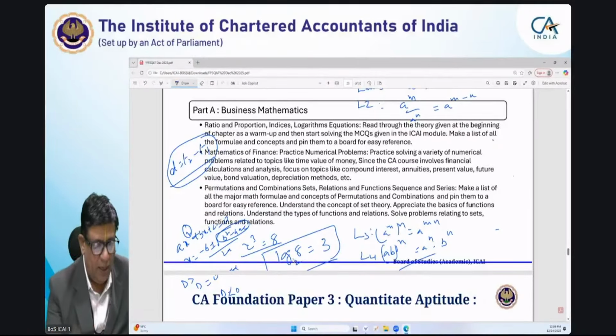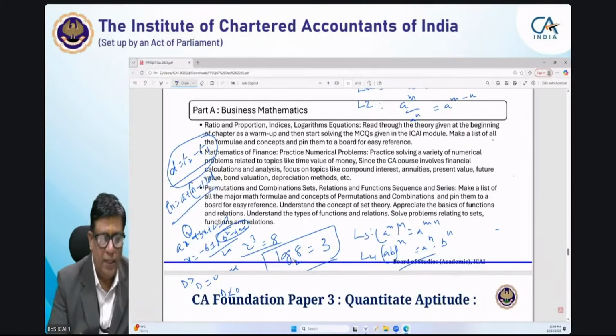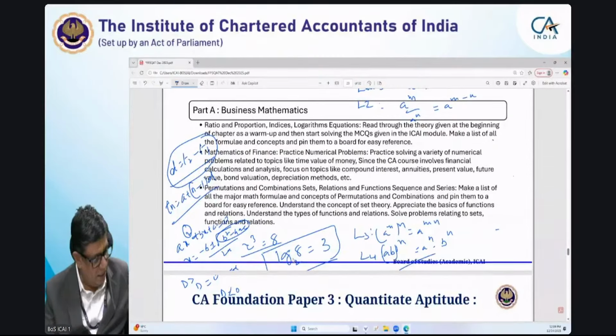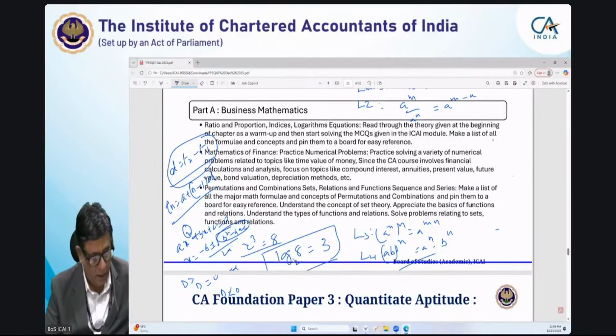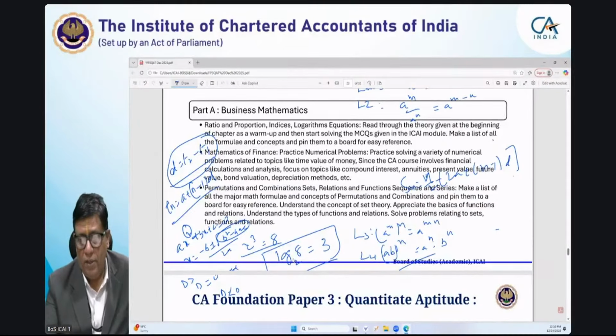The nth term is tn equal to a plus n minus 1 into d. You have to understand what the first term, the common difference and the nth term are in the series. Next is the sum of the n terms of an AP: Sn equal to n by 2 into 2a plus n minus 1 into d. This is the sum of n terms of an AP.